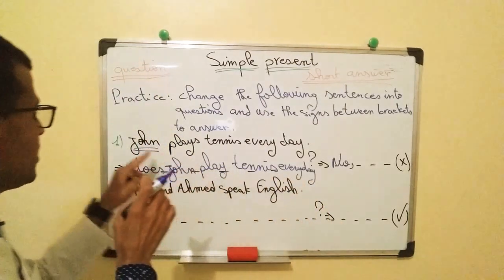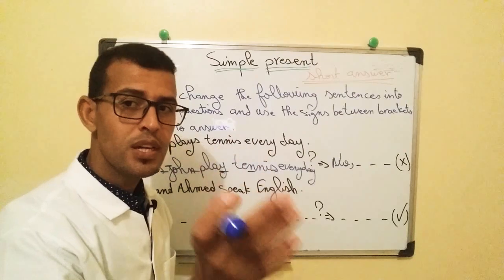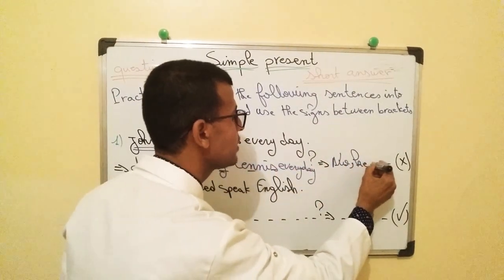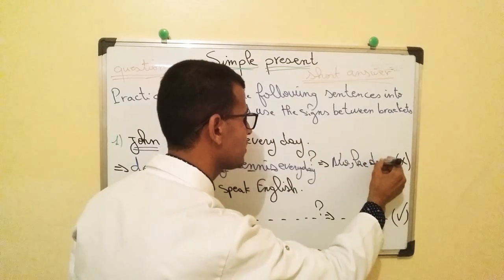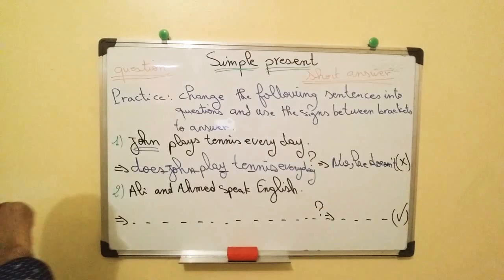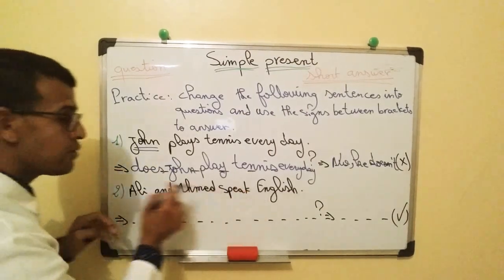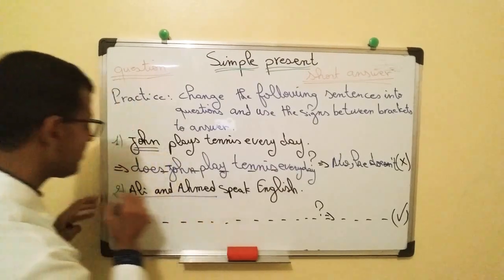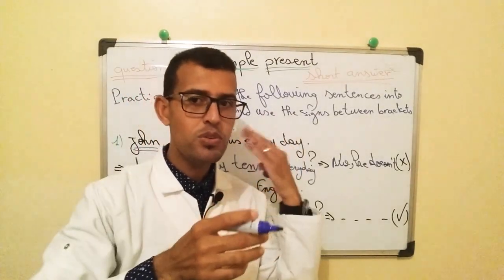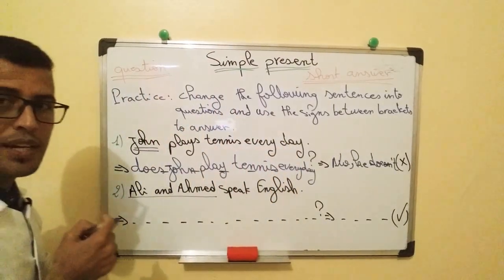Now, if I want to change John with the subject, we use what? We use he. So no, he doesn't. Very good. Because here we have a cross. Excellent. Number 2, Ali and Ahmed speak English. If I want to ask the question, here we have Ali and Ahmed. If I want to change this with the subject, we use what? They. Very good.